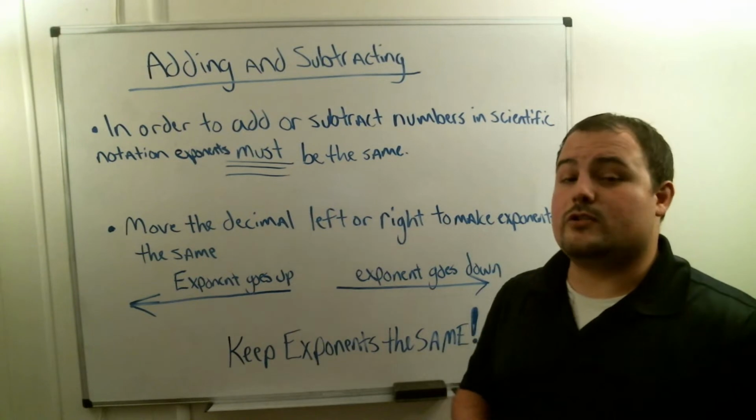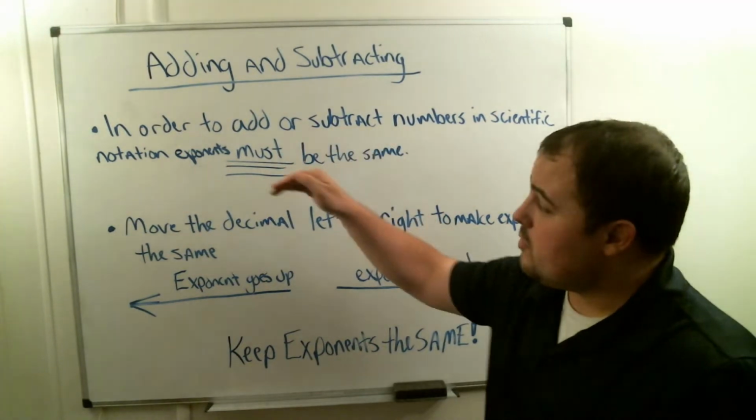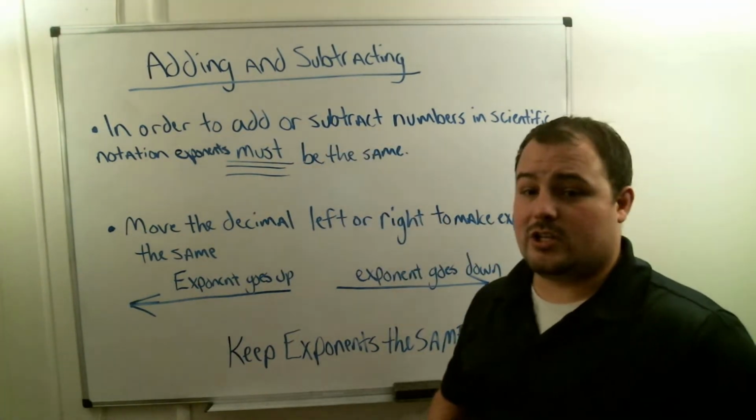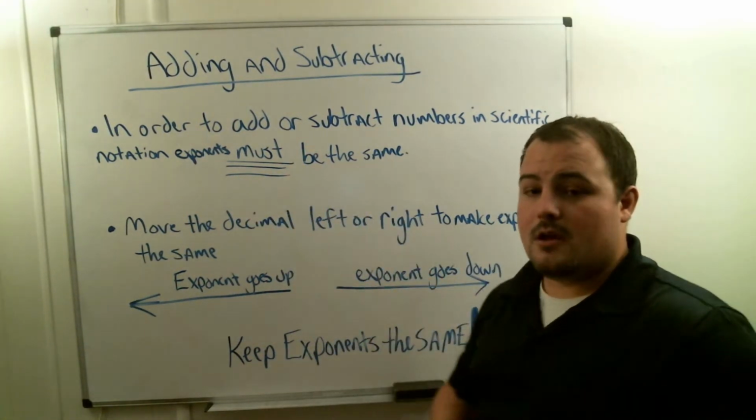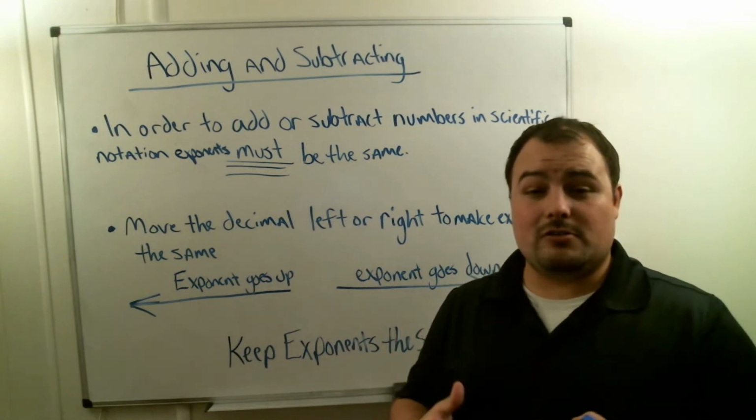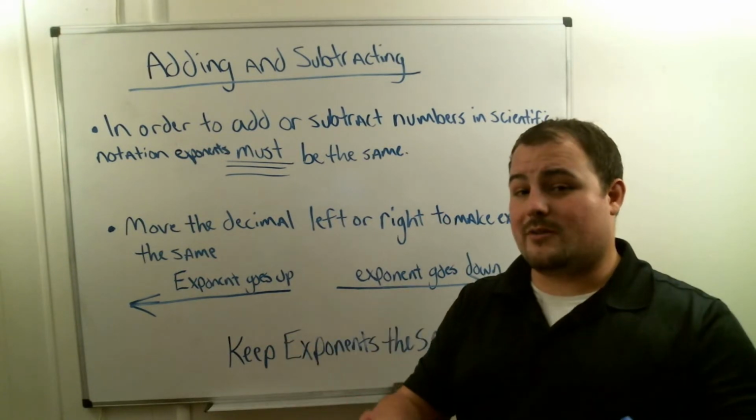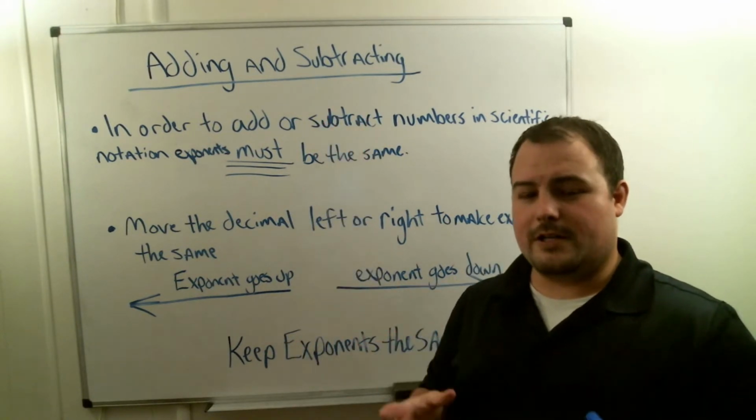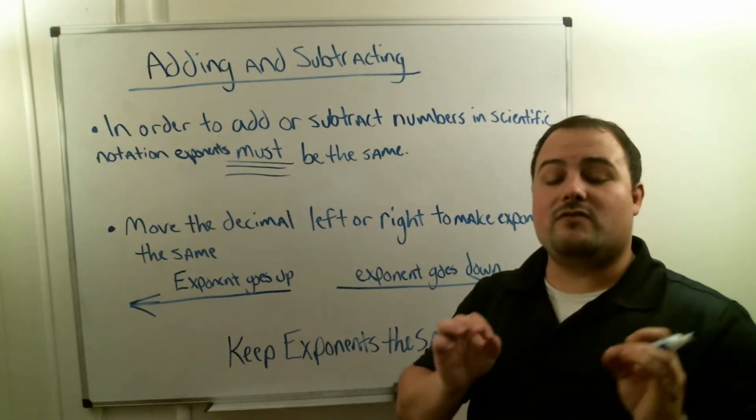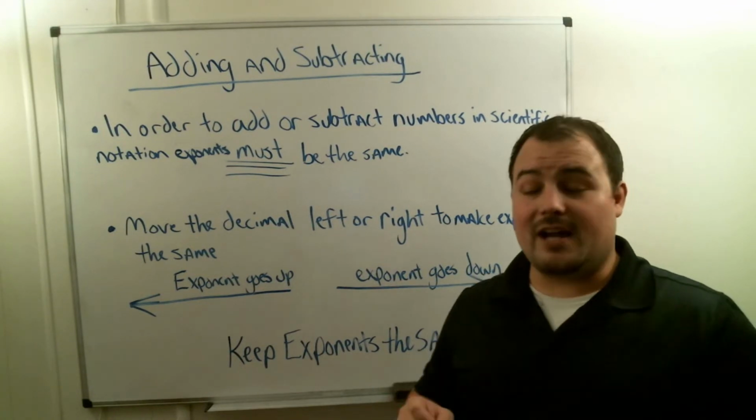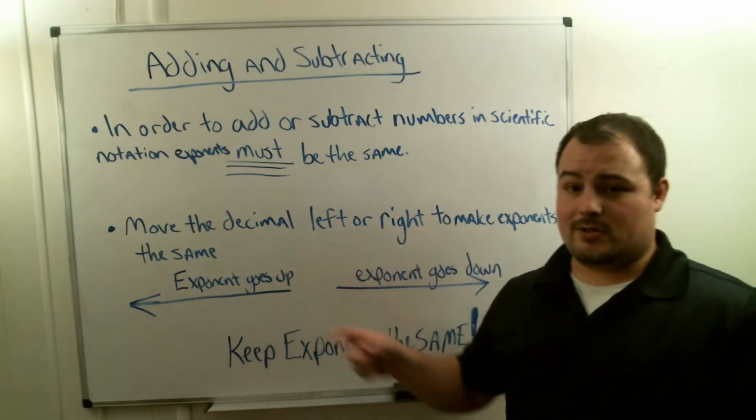Let's go ahead and try some more problems. Adding or subtracting in scientific notation is what we're going to be practicing over the next few problems. One of the key things that you have to understand is that in order to add or subtract numbers in scientific notation, the exponents must be the same. What I mean is, you can't add scientific notation numbers if those little tiny numbers at the top, those exponents, are different. You cannot subtract those numbers if those exponents are different. You can only add or subtract if those exponents are the exact same number. If they're not, you're going to move the decimal left or right to make the exponents the same.